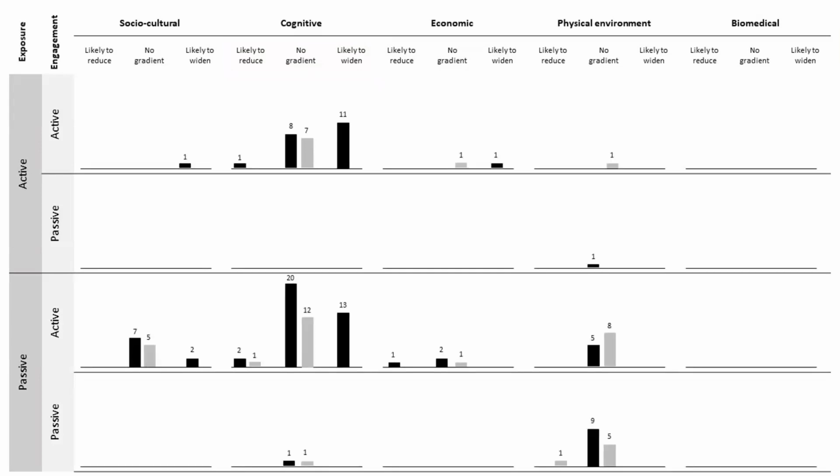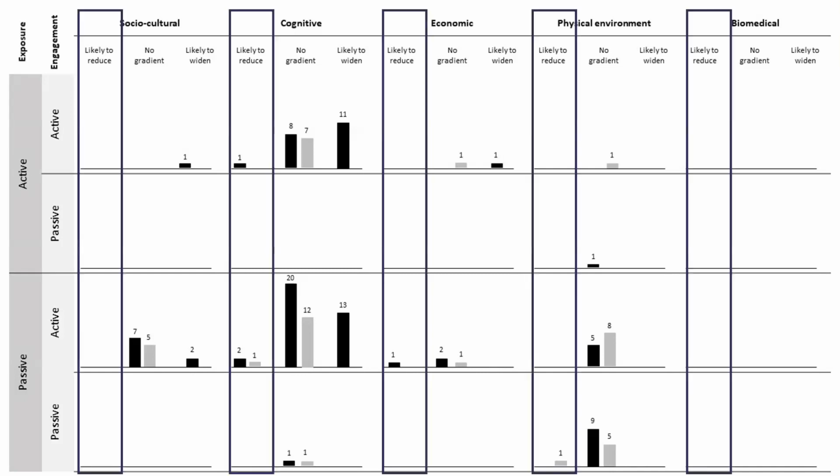So here's our results again. And so I'm going to highlight what I think are the key findings from this. So highlighted first is the column about interventions that are likely to reduce inequalities. And I think what we can see here is that there's very few interventions that we found in these reviews that fall within these categories.